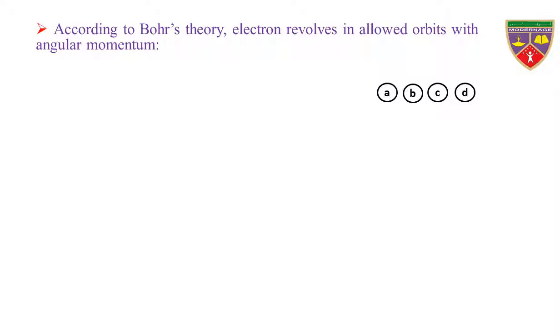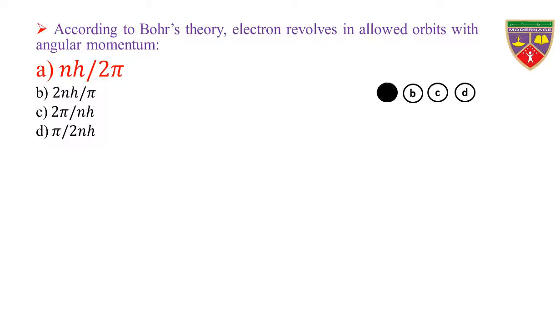According to Bohr theory, electron revolves in allowed orbits with angular momentum. Option A, nh divided by 2 pi. Option B, 2nh divided by pi. Option C, 2 pi divided by nh. Option D, pi by 2nh. The key is nh divided by 2 pi. Therefore, the correct option is A.